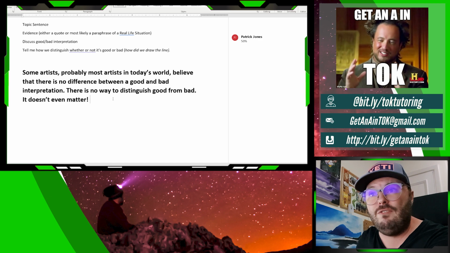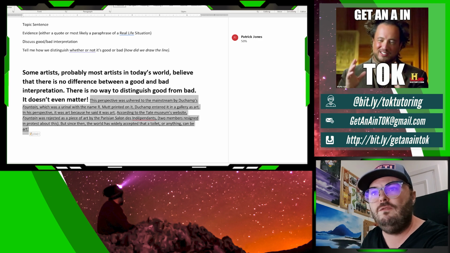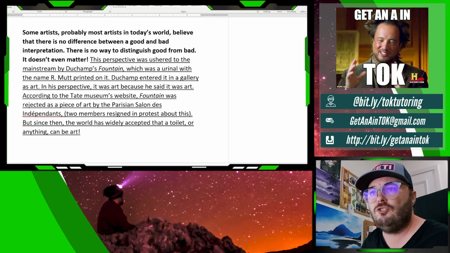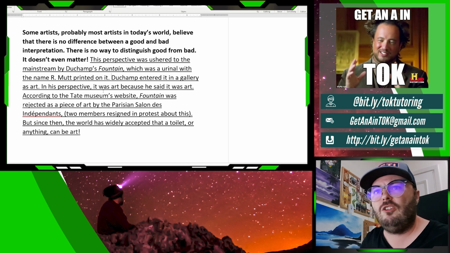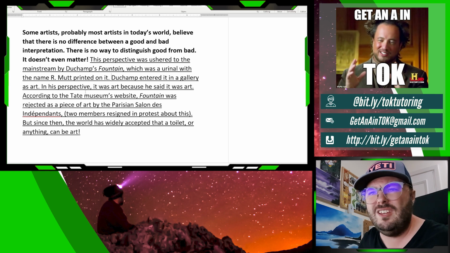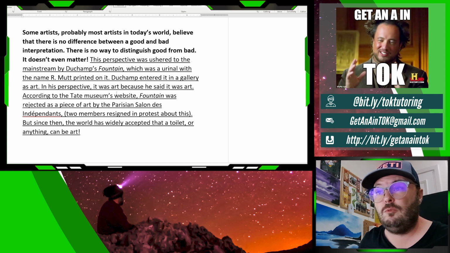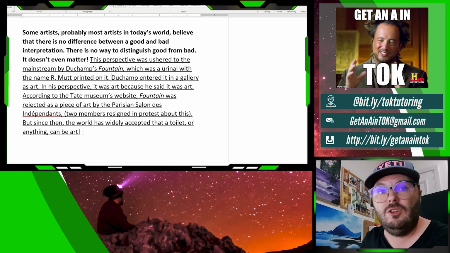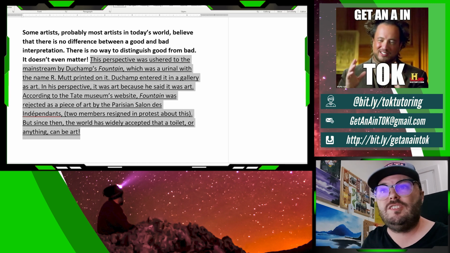Now I'm going to drop in my evidence, okay? And my evidence is going to be a few more lines, but it's not going to be a lot. This perspective was ushered into the mainstream by Duchamp's Fountain, which was a urinal with the name R. Mutt printed on it. Duchamp entered it in a gallery as art. In his perspective, it was art because he said it was art, because he's the creator, he's the knowledge authority. According to the Tate Museum's website, that's my citation, Fountain was rejected as a piece of art by the Parisian Salon des Indépendants. Two members resigned in protest about this. But since then, the world has widely accepted that a toilet or anything can be art. So this is my evidence, okay?